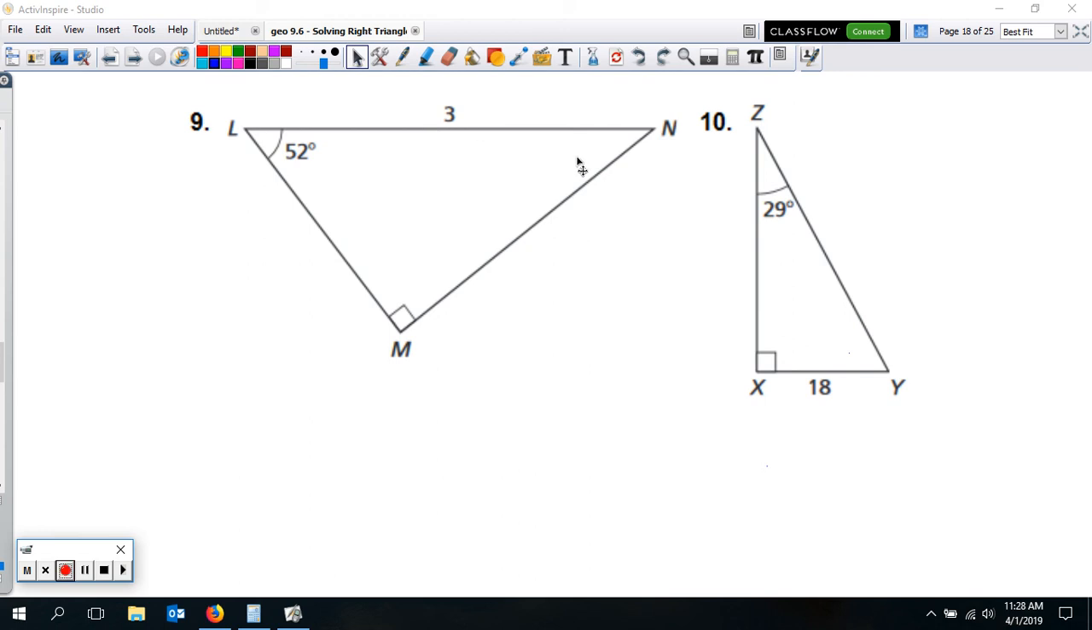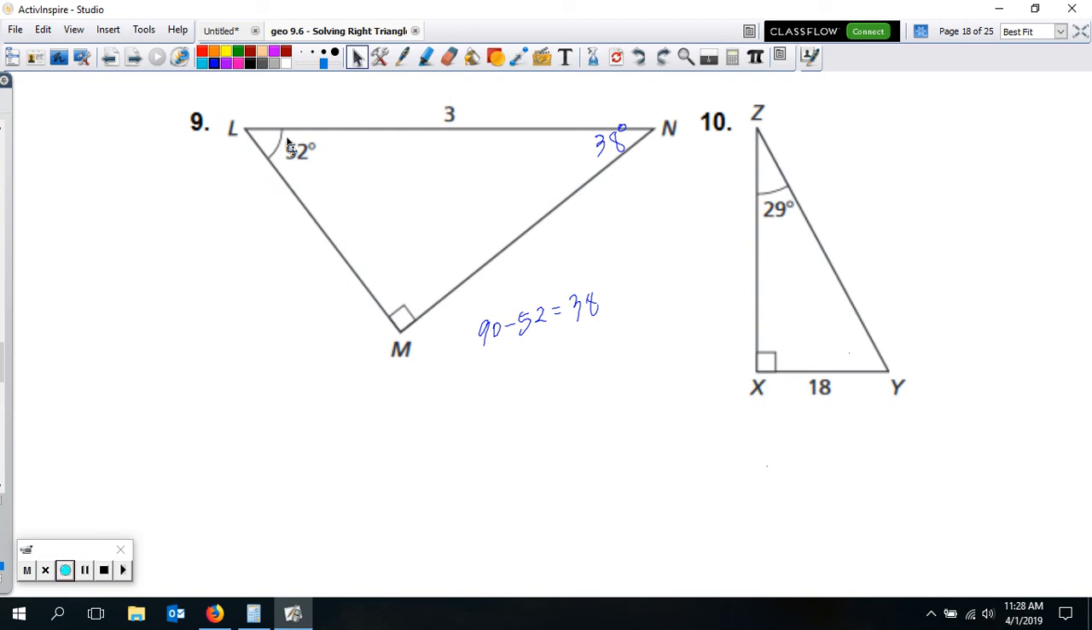So the first thing on this one I would do is it's easy to find the other angle measure because we know those two add up to 90. So we could just do that one really quickly. 90 minus 52 is going to give us 38. So our angle measure there is 38 degrees for angle N. And then we want to figure out these two sides here. We're given a 3 on this side. That's the hypotenuse. So now we're going to use trig ratios.